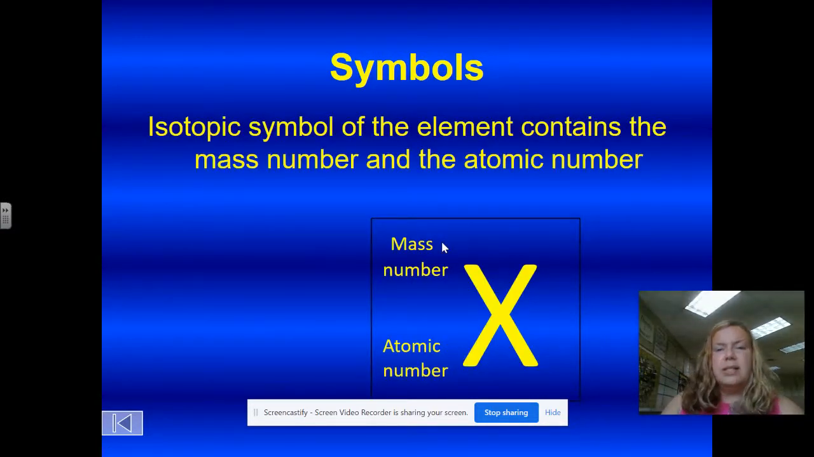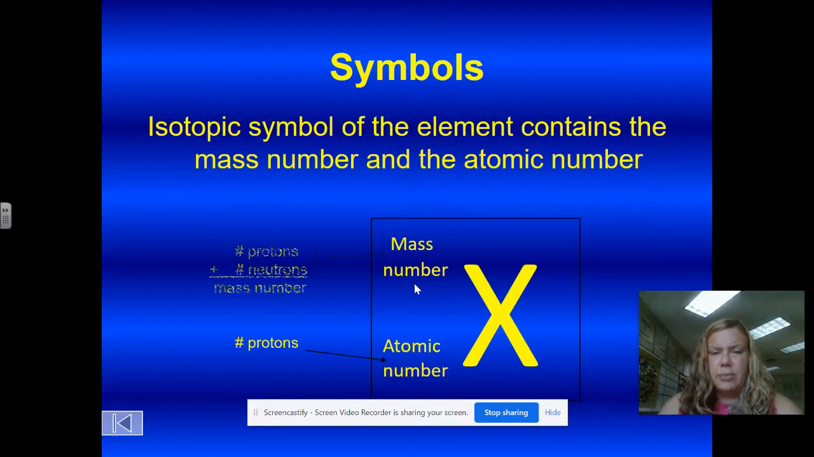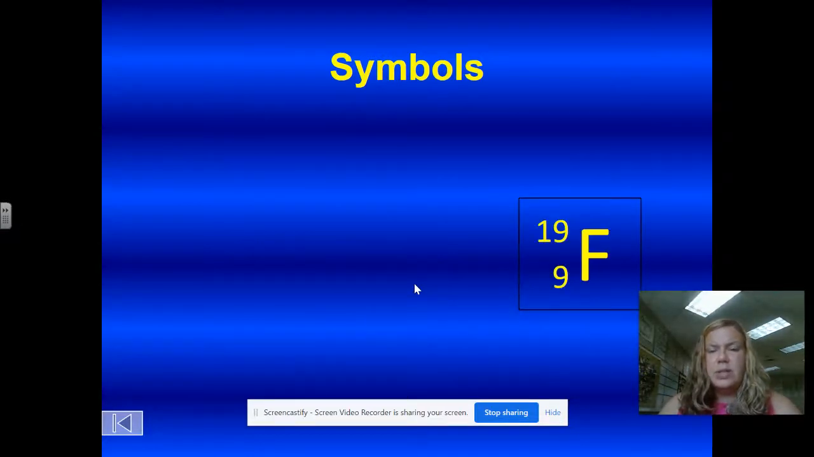So let's do a couple of practices here with some symbols. This right here is what we call an isotopic symbol. And in this isotopic symbol, you'll always see the mass number written in the upper left, and the atomic number written in the bottom left of the actual symbol of the atom. Now, keep in mind, when in doubt, and you're like, oh my gosh, I cannot remember which is the mass number, which is the atomic number, the atomic number is always going to be smaller than the mass number, unless you're working with something like hydrogen. So atomic number again tells us the number of protons. The mass number tells us the number of protons plus neutrons. So let's do some practice here.